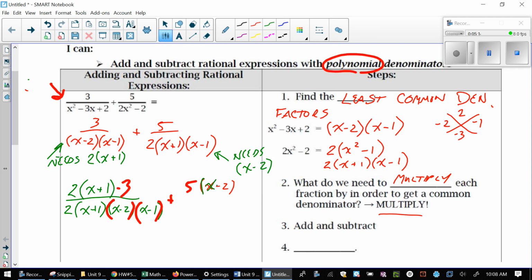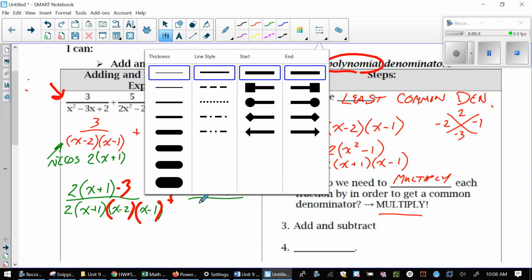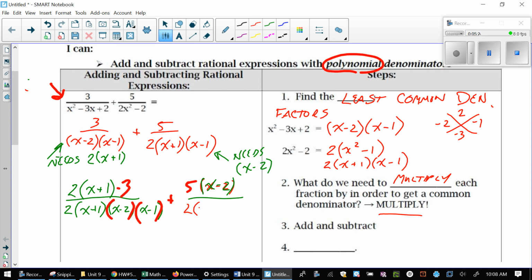There we go, x minus 2. And on the bottom, I still have all of this, right? So if we want to put that original in red, we can: 2 times x plus 1 times x minus 1. And then again, we're multiplying that same as we did on the top by x minus 2.